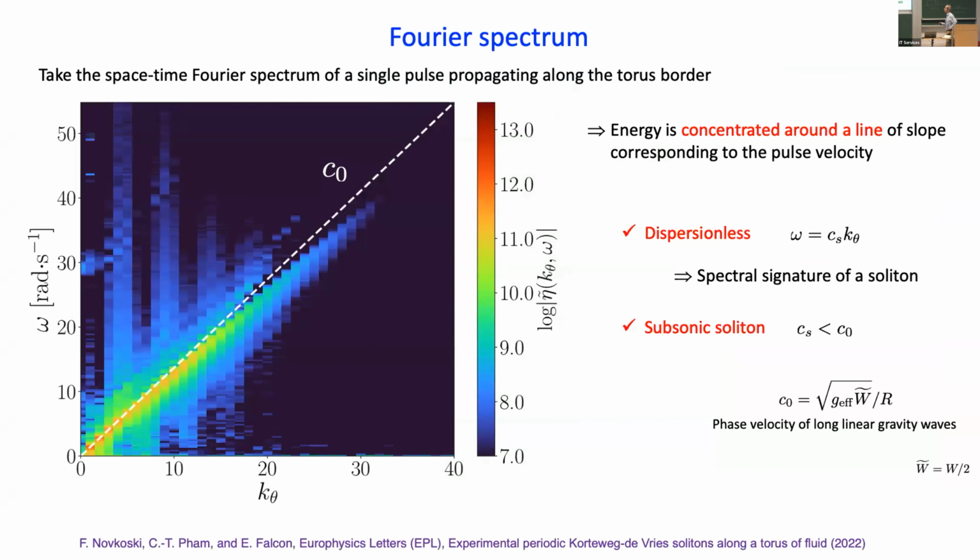So if you take now the space-time Fourier spectrum of this pulse along the torus border, what you observe is that the energy is concentrated around a line of slope that corresponds to the pulse velocity. And you see that the velocity is lower than the velocity of linear gravity waves, meaning that this pulse is subsonic. So this dispersionless feature is a spectral signature of solitons.